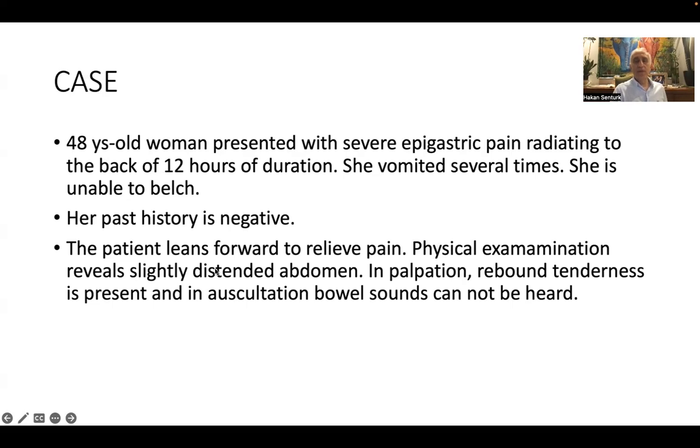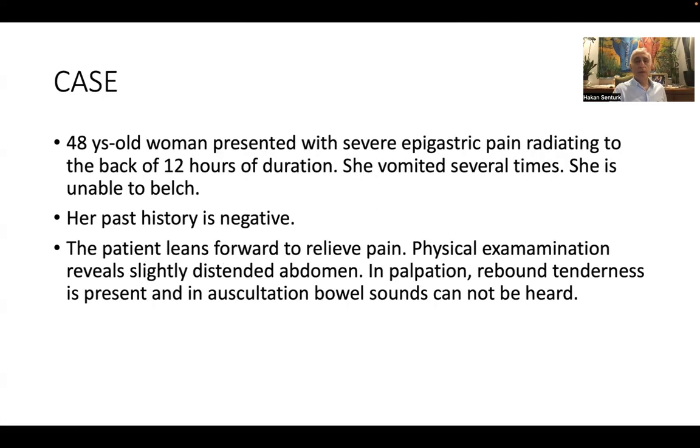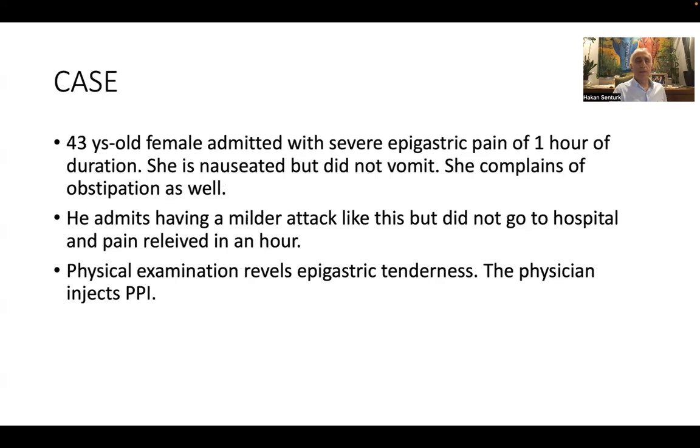Physical examination reveals a slightly distended abdomen due to adynamic ileus, which also happens in acute pancreatitis. In palpation, rebound tenderness is present, and in auscultation, bowel sounds are hypoactive. The final diagnosis is acute pancreatitis.